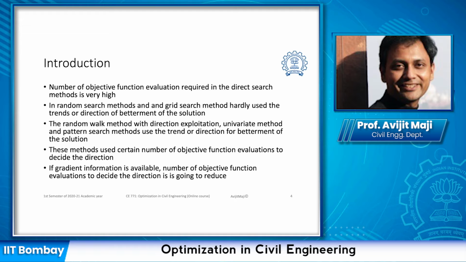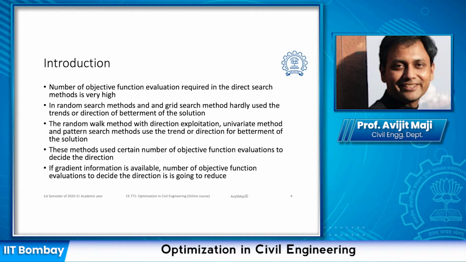In the random search method and the grid search method, we hardly use the trend or direction towards which the objective function was getting better. In the random walk method with direct exploitation, in the univariate method and pattern search methods, we tried to use the trend or direction that helps to improve the objective function value. However, these methods used a certain number of objective function evaluations to decide the direction.